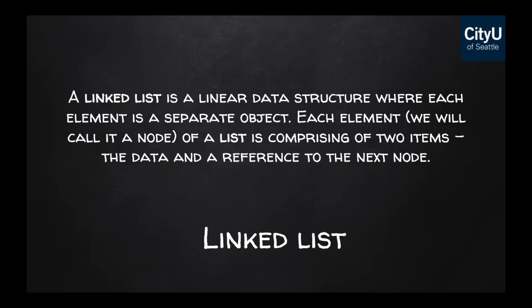Okay, so a linked list is still a linear data structure where each element is a separate object. Each element we'll call a node, which we already called a node of a list. It comprises two items, the data and a reference to the next node.